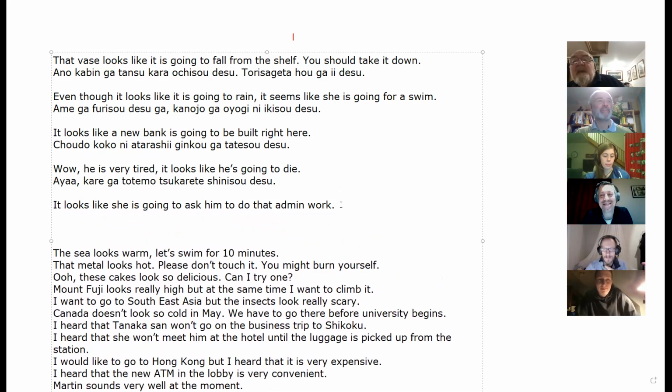It's funny. I've learned more from you guys when it comes to exclamations in Japanese than I've probably taught you in grammar. I never learned exclamations because I just thought I don't need them. So every time we have a lesson and we use something like wow, I have to ask one of you to tell me what the exclamation is. Aya! Ooh! Wow! Wayne, it looks like she's going to ask him to do that admin work.